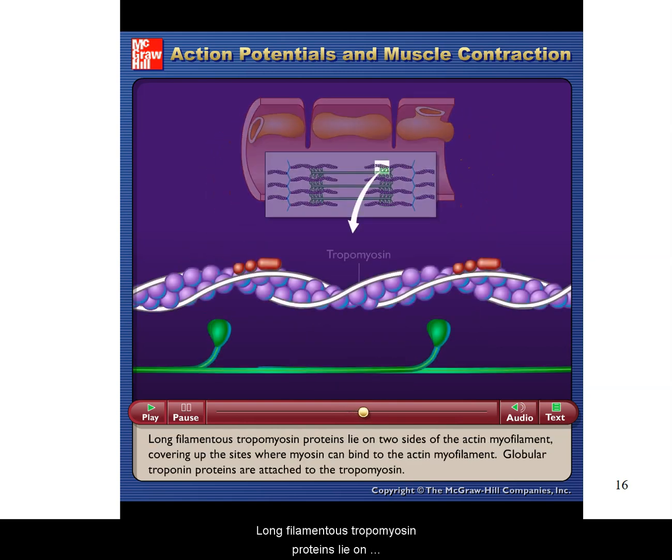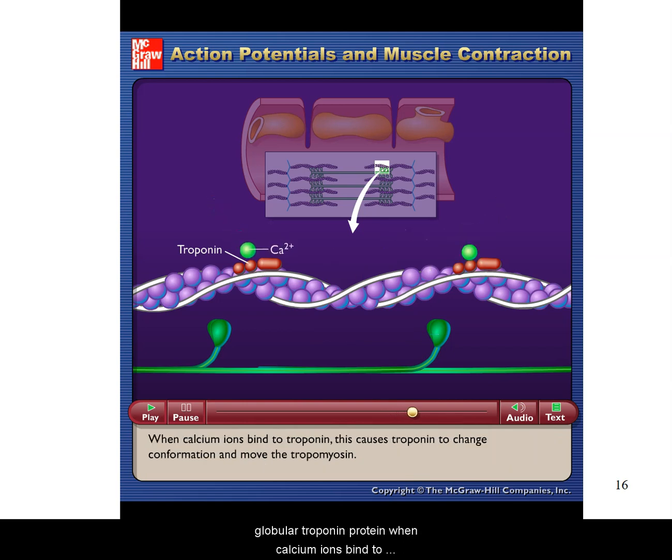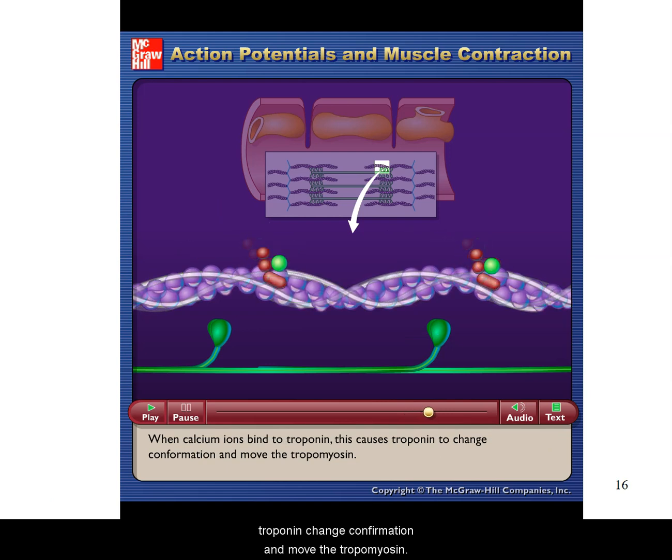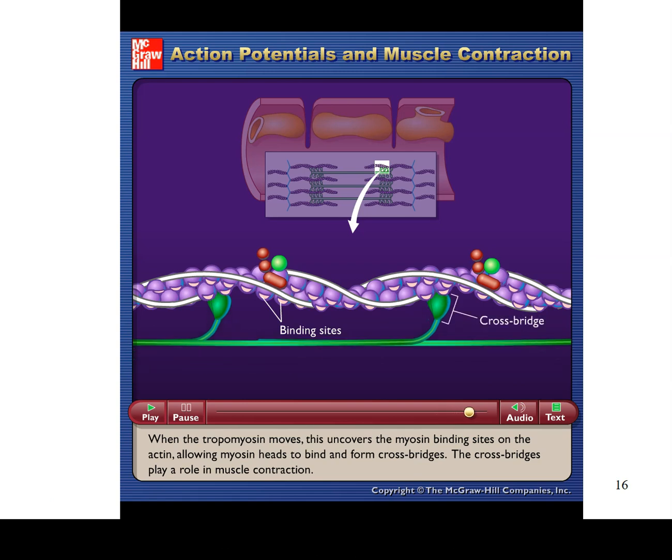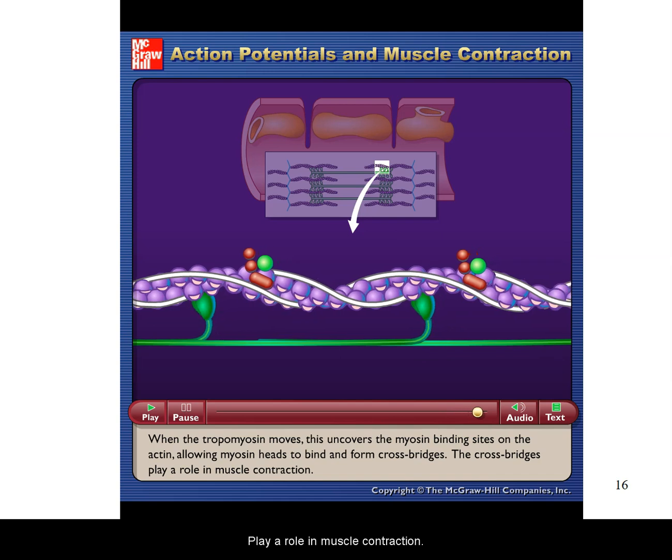Long filamentous tropomyosin proteins lie on two sides of the actin myofilament, covering up the sites where myosin can bind to the actin myofilament. Globular troponin proteins are attached to the tropomyosin. When calcium ions bind to troponin, this causes troponin to change conformation and move the tropomyosin. When the tropomyosin moves, this uncovers the myosin binding sites on the actin, allowing myosin heads to bind and form cross bridges. The cross bridges play a role in muscle contraction.